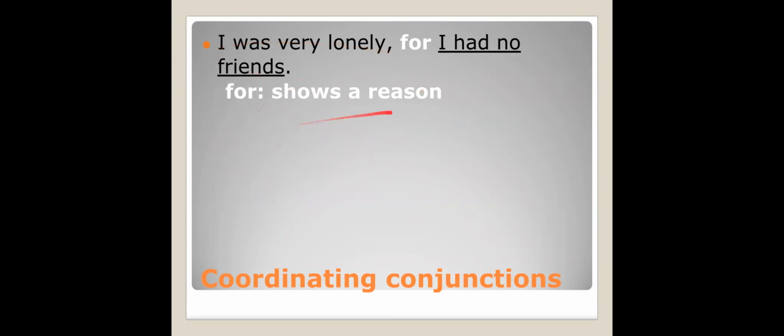So I have some example sentences here to show you the meaning of these fanboys, okay? So I was very lonely, for I had no friends. So for shows a reason. And we can see here, right? In this sentence, there's two subjects, I and I, okay? So we actually have two predicates, was very lonely, had no friends. So this is what I mean by putting together two simple sentences or two independent clauses, okay?